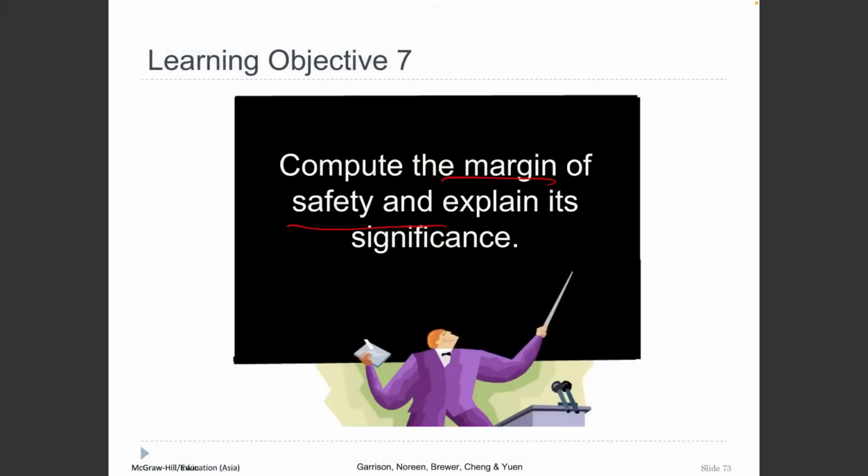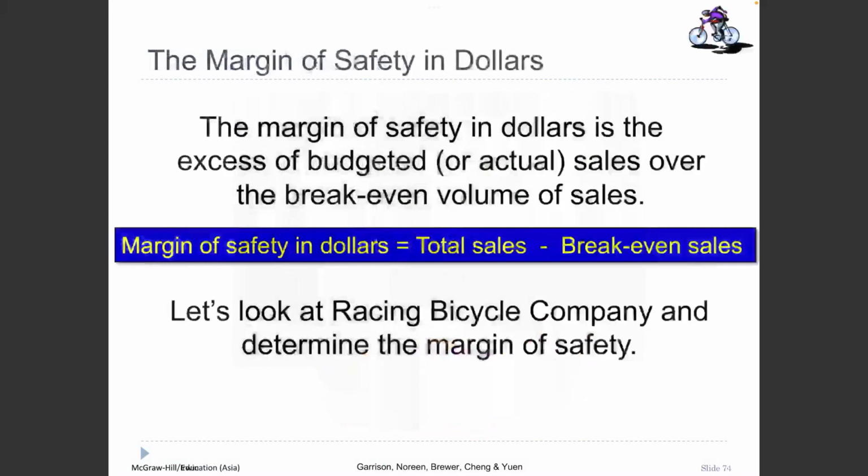Okay, so this is the second last one, margin of safety. What does it mean by margin of safety? Margin of safety in dollars is the excess of budget or actual sales over the break-even volume of sales. So it means, what is the extra sales before they hit the break-even sales? Okay, so as you know just now, the break-even sales is at 400 units, which equals $200,000.